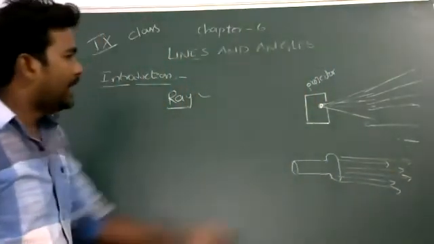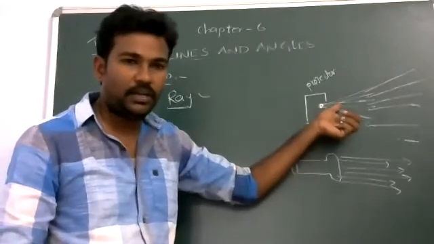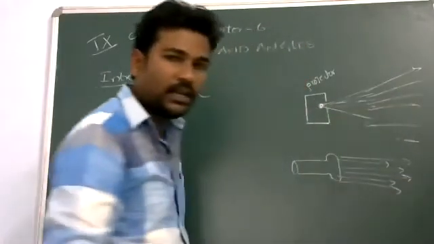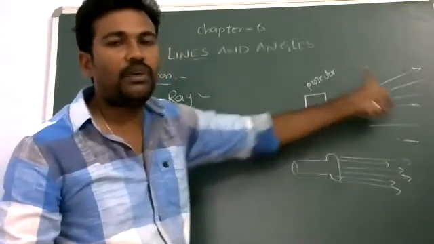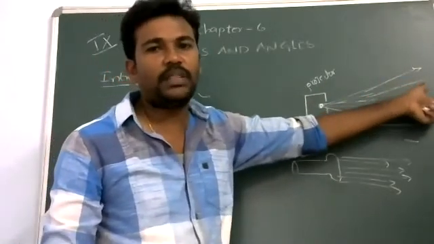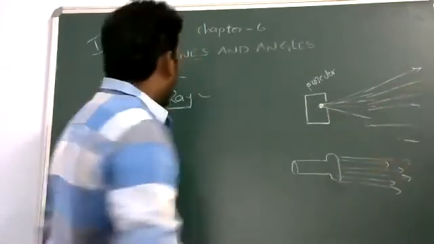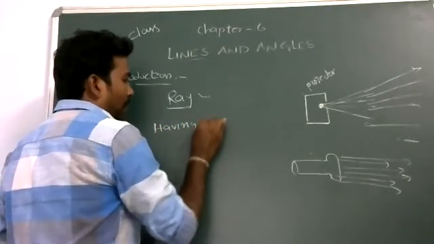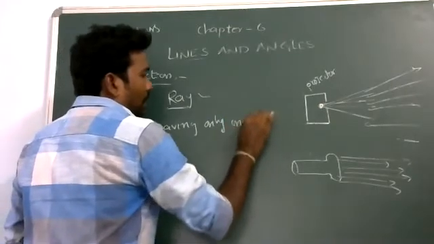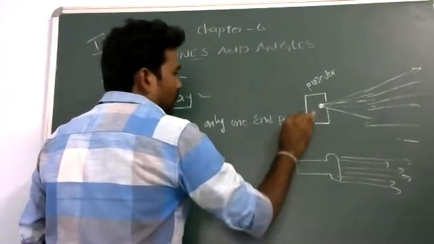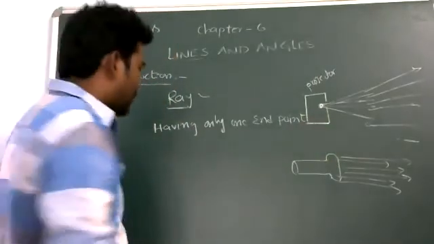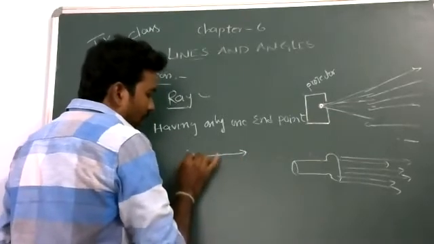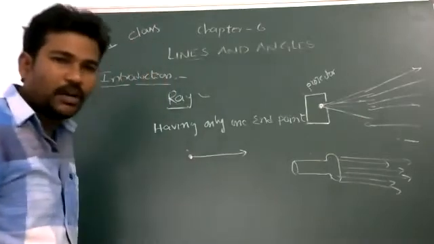Now, in a line segment or in a line which contains only one endpoint, the other end is an extension. One is the endpoint, the other one is the extension. So there is no limit for the second side of the line. The lines which are having only one endpoint. Suppose here you can see a line means there are no endpoints, so that means only one endpoint is there. Then it is called a ray.